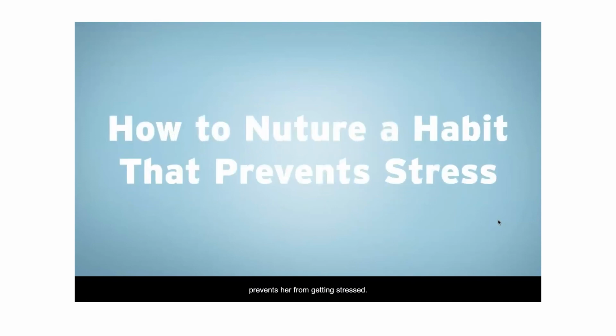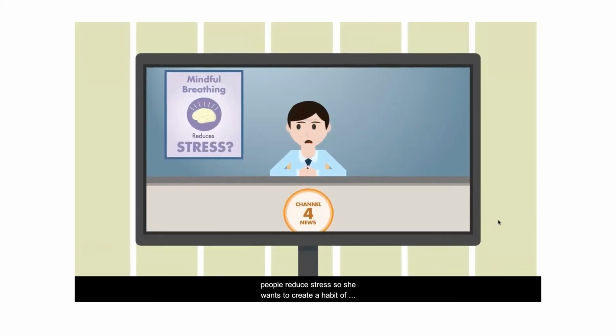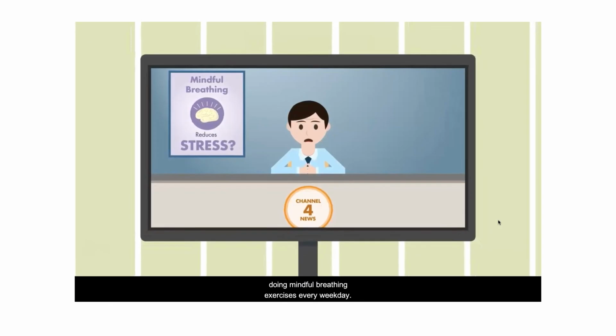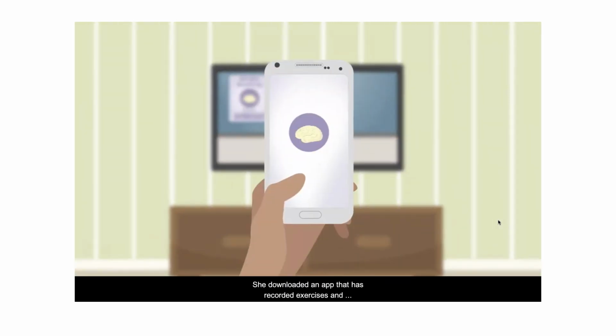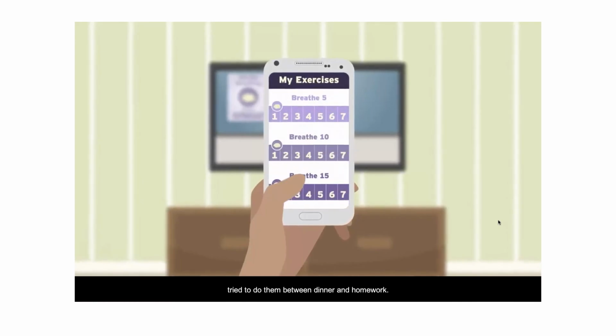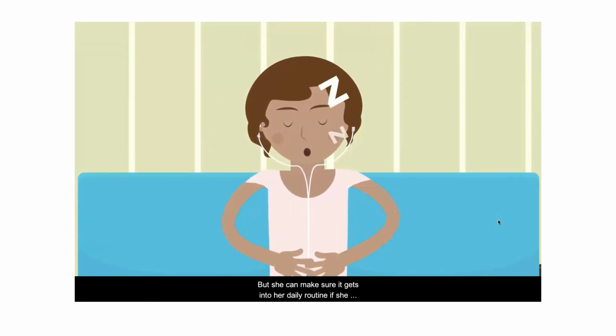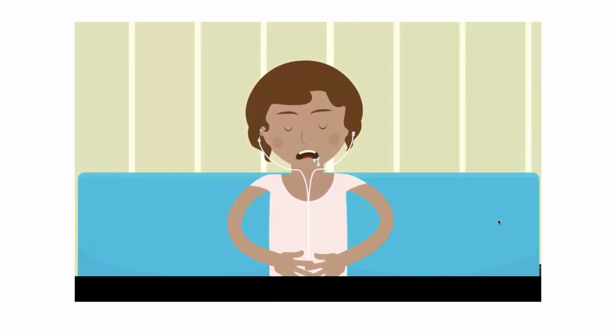Sophia can also use the habit loop to nurture a habit that prevents her from getting stressed. She saw in the news that mindful breathing helps people reduce stress, so she wants to create the habit of doing mindful breathing exercises every weekday. She downloaded an app that has recorded exercises and tried to do them between dinner and homework. But she was dozing off because she was too full, so she hasn't kept up with it. But she can make sure it gets into her daily routine if she plans it out with the habit loop.